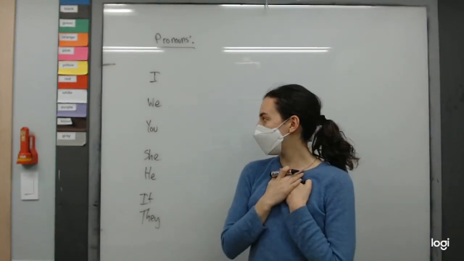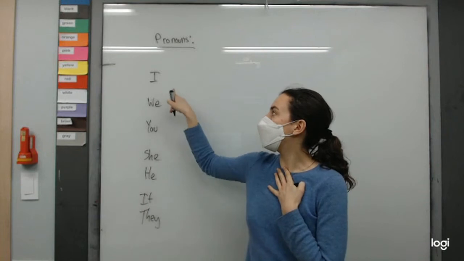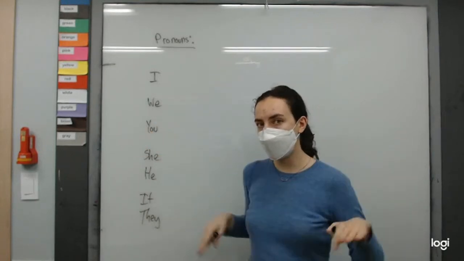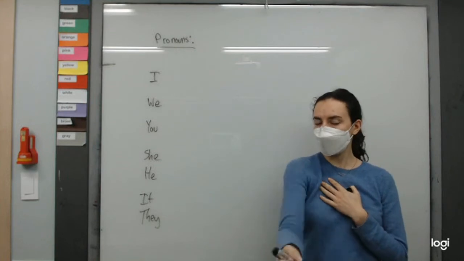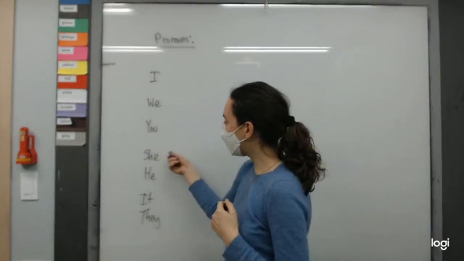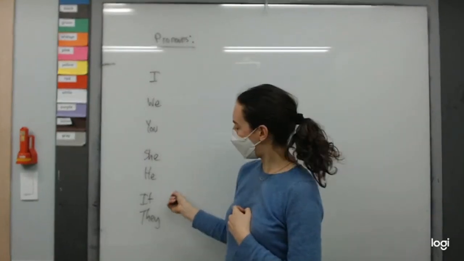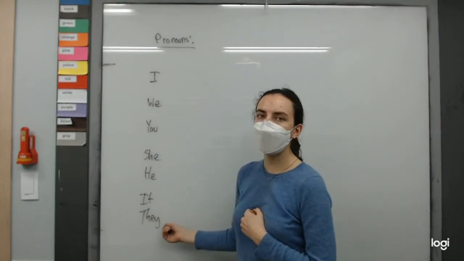I is the person who is talking. We is people who are talking if there are many. You, I am talking to you. She, girl. He, boy. It, thing. And they, many.